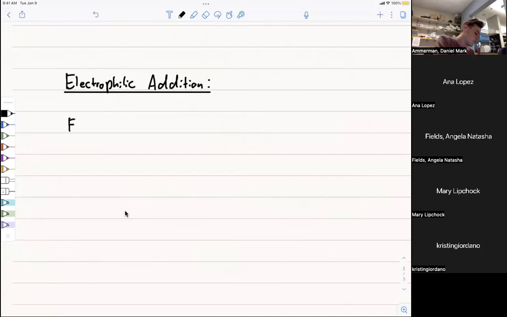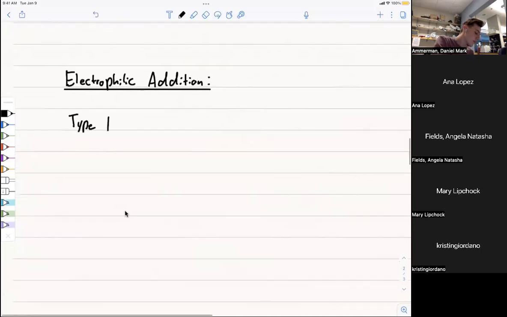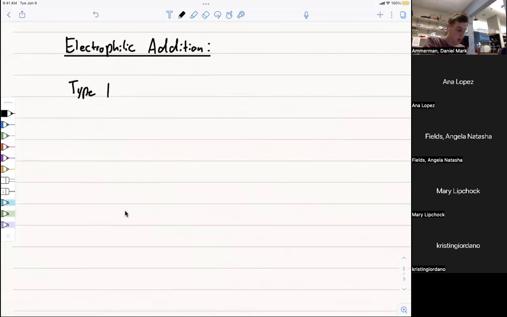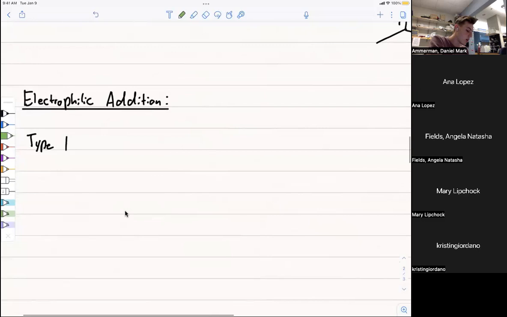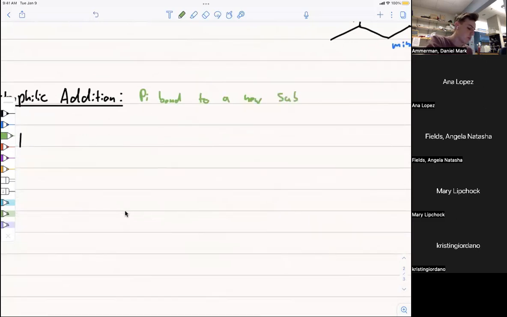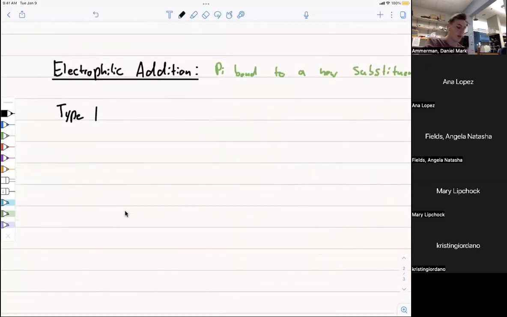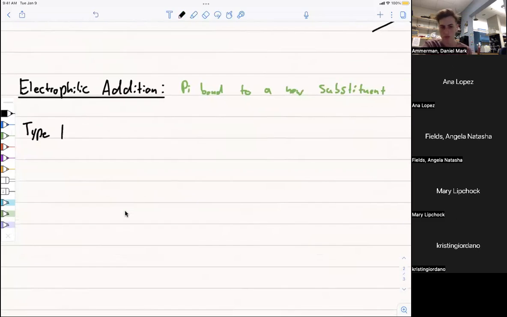So type 1 follows some of the same rules. Electrophilic addition is just going from a pi bond to adding something, typically some sort of leaving group, not always, to a new substituent. So type 1, you'll start with a double bond and we're adding something on.